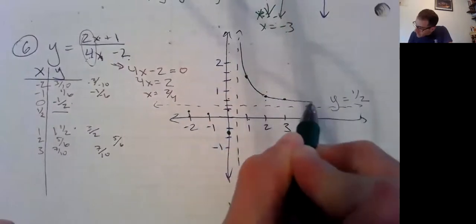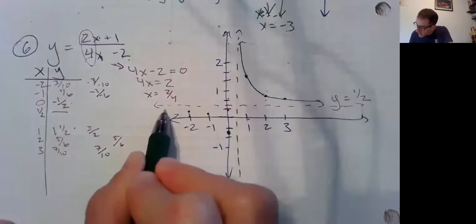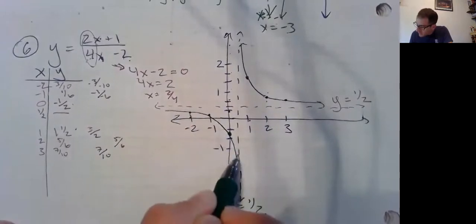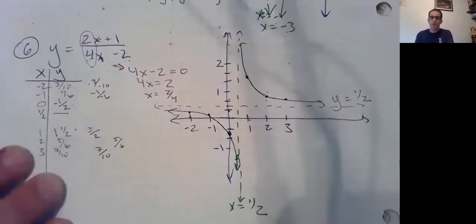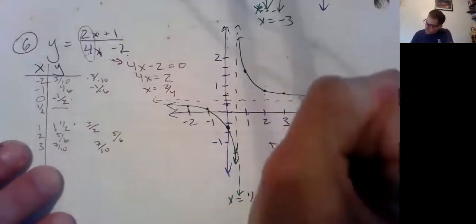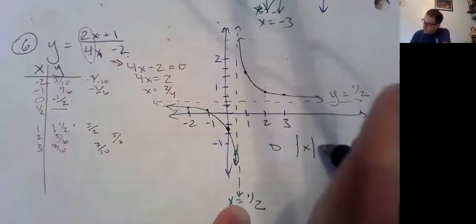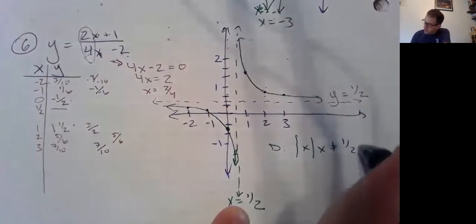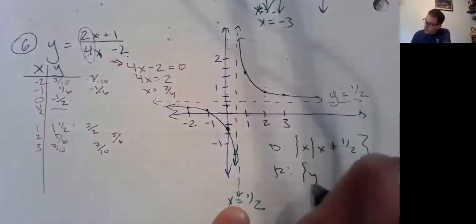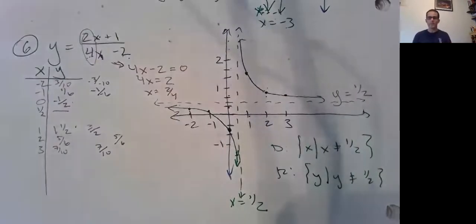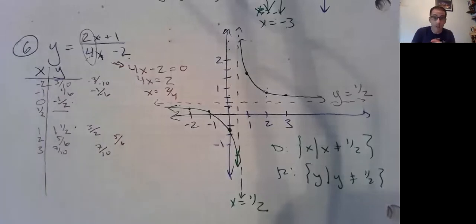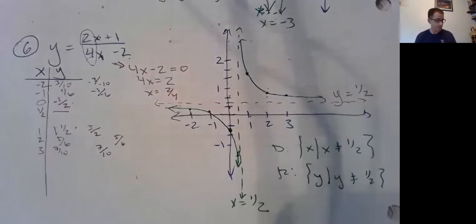Gets a little flat really quickly. No touching, no crossing. Not perfect. I'd want it a little bit more vertical like that. There we go. What's our domain? All the x's such that x does not equal 1/2. What's our range? All the y's such that y does not equal 1/2. Okay. All right. Fractions made me slow down. Hopefully this works out. Let me know if I did any mistakes. But actually it looks very symmetrical. So I would imagine these are the correct answers.